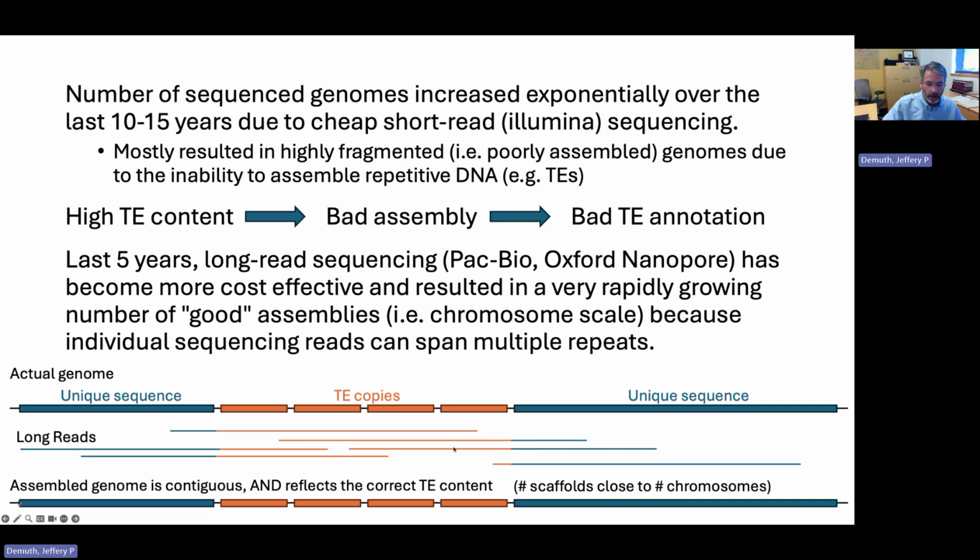And then you get other reads that sort of confirm the location of the other end. And now you can basically assemble the actual chromosome scale right through the number of repeats and have a much better reflection of the actual TE content. You can tell these are better genomes, or good genomes, because the number of scaffolds in these genomes are close to the number of chromosomes in the organism. Okay.